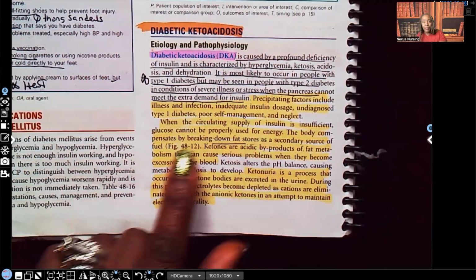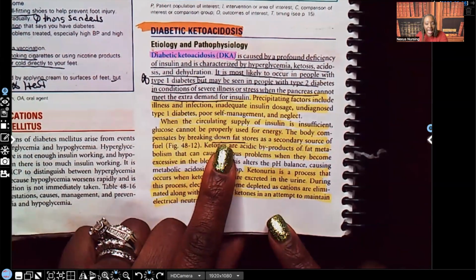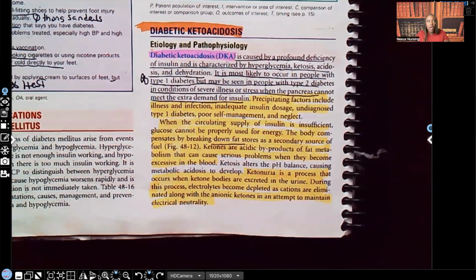The body compensates, look at this, guys, by breaking down fat stores as a secondary source of fuel. So your tissues are starving for glucose, but they can't get the glucose because the glucose is stuck in the blood. So your body's like, okay, what are we going to do? We need this glucose somewhere. We need to get this energy somewhere. Let's start feeding off of the fat. And the byproduct of that fat broken down, those are the ketones that we're dealing with here.